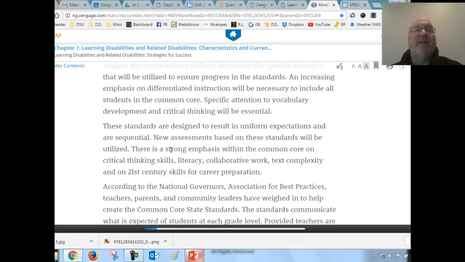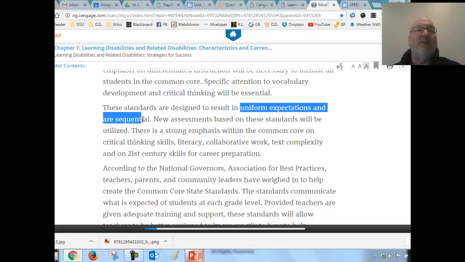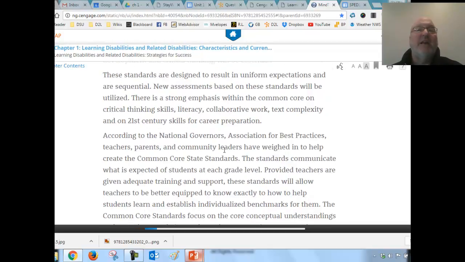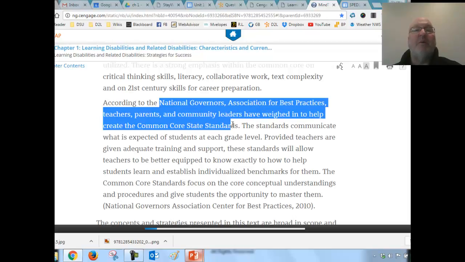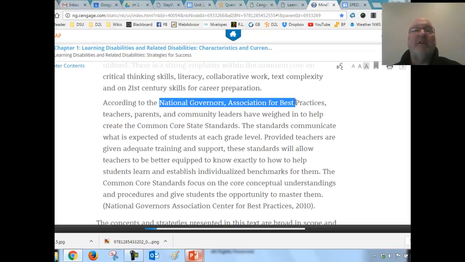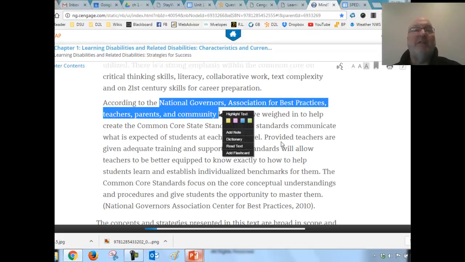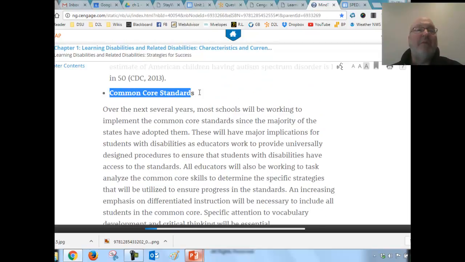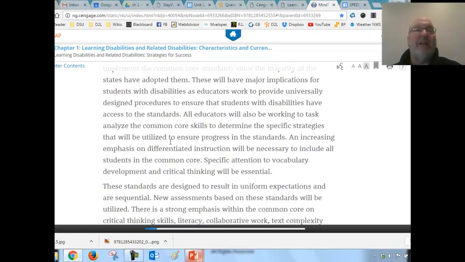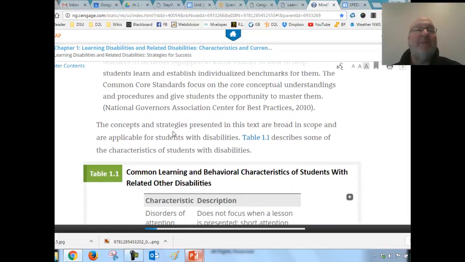Their thinking here, designed as a result of uniform expectations, sequential. Here's the other problem I have: I didn't know we had to be uniform and sequential because they were supposed to be run by locals according to the Constitution. The states would run this, not the federal government. And then the federals say this wasn't us; it was this group of National Governors Association for best practices, teachers, parents, and community leaders, but it was all facilitated by the federal government. So we can say whatever we want, but this is a federal government program, federal government dictating the curriculum in our schools from top to bottom.